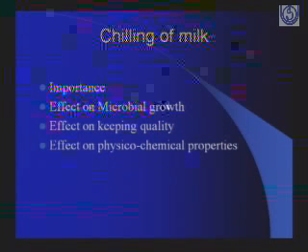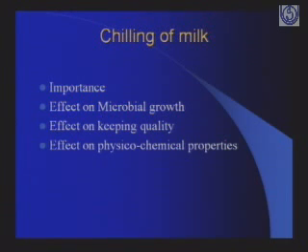Then there is an effect on physico-chemical properties of milk by chilling. There is an effect on protein: as the milk is chilled, the beta casein gets dissociated from the micelle. And if the milk is not warmed, say at 40 degrees centigrade for 10 minutes or so, the yield of cheese will be lower and the firmness of the curd during the manufacturing of cheese will be less. So there is an effect on the milk protein.